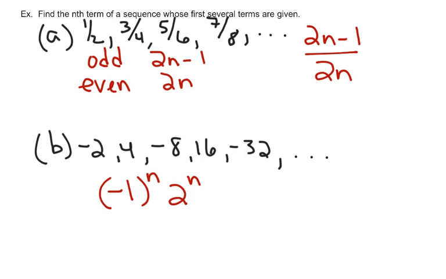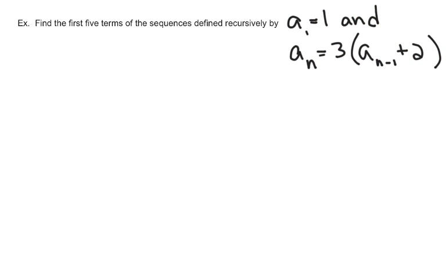So the expression that's going to represent this sequence is -1 to the nth power times 2n. Now let's talk about a different type of sequence called a recursive sequence. A recursive sequence is a sequence where the next answer depends on the previous answer.